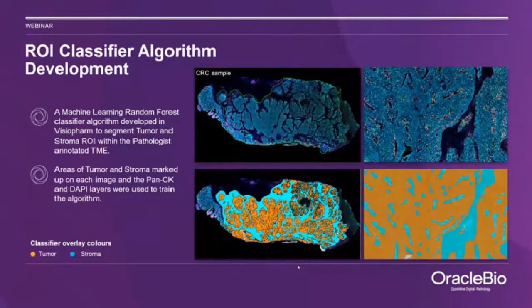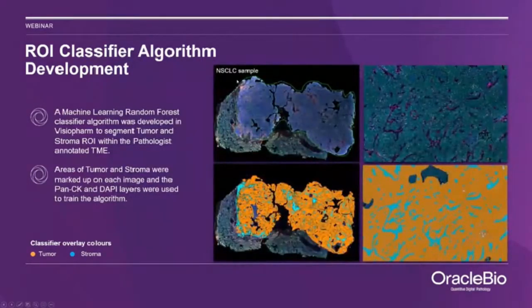The next step is to develop the classifier algorithm for regions of interest, and here we used a machine learning random forest classification developed in Visiopharm to segment the tumor and the stroma regions of interest within the pathologist-annotated tumor microenvironment. Areas of tumor and stroma are marked up in each image, and then the pancytokeratin and the DAPI layers were used to train the algorithm. As you can see here, the tumor in orange and the stroma in blue is detected across the whole of the section for both the CRC sample and also for the NSCLC samples that we are using as part of this webinar.